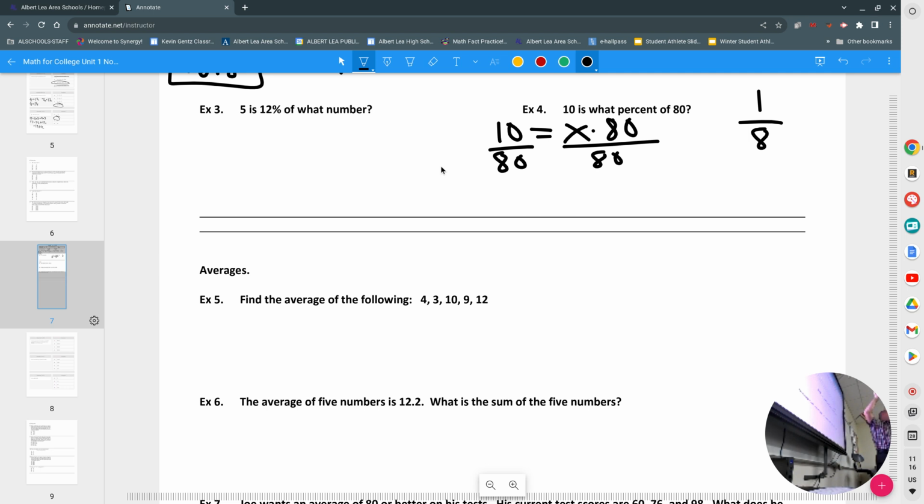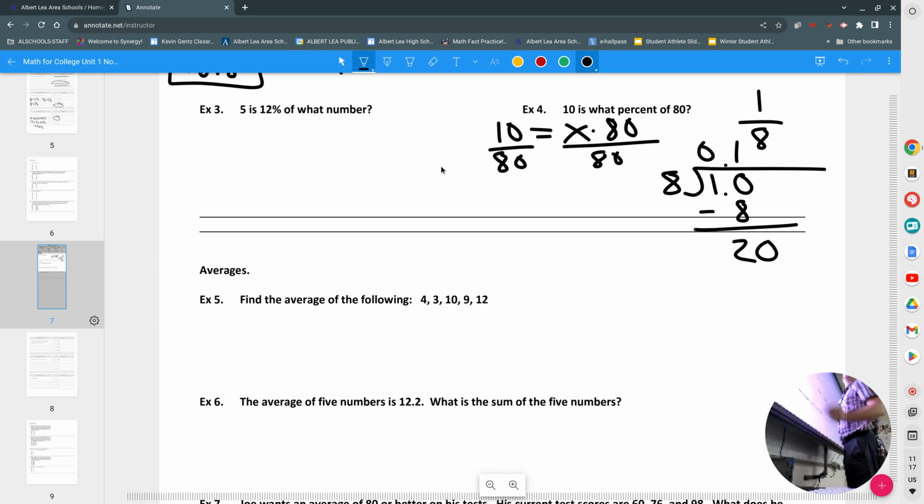Anytime you're trying to convert a fraction into a decimal, you just take the bottom one and you divide it into the top one. 8 goes into 1 0 times. But 8 goes into 10 once. That gives me 8. When I subtract, I get 2. Drop my 0. 8 goes into 20 twice. Gives me 16. And 8 goes into 40 5 times. So the answer is 0.125, but if I were to write it as a percent, what would it look like?